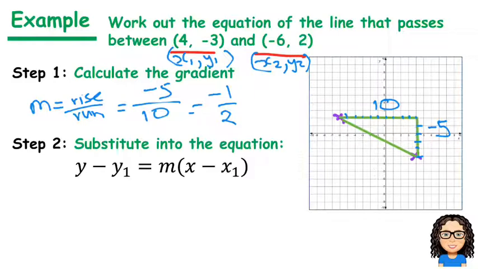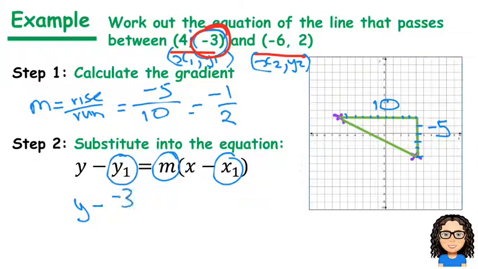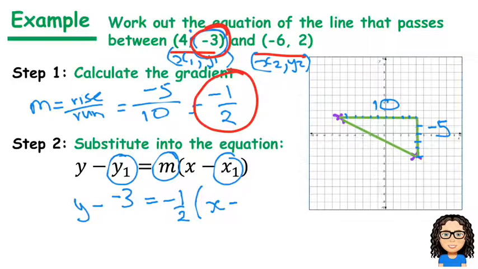Okay, so now I'm going to substitute the y1 value, the gradient value, and the x1 value into this equation. So my y1 value, that's this point here, negative 3. So I'm going to get y minus negative 3 is equal to gradient. So my gradient is here. I'm going to substitute that in. So that's negative 1/2, bracket x, take away x1, and my x1 value is the value of 4. So take away 4.